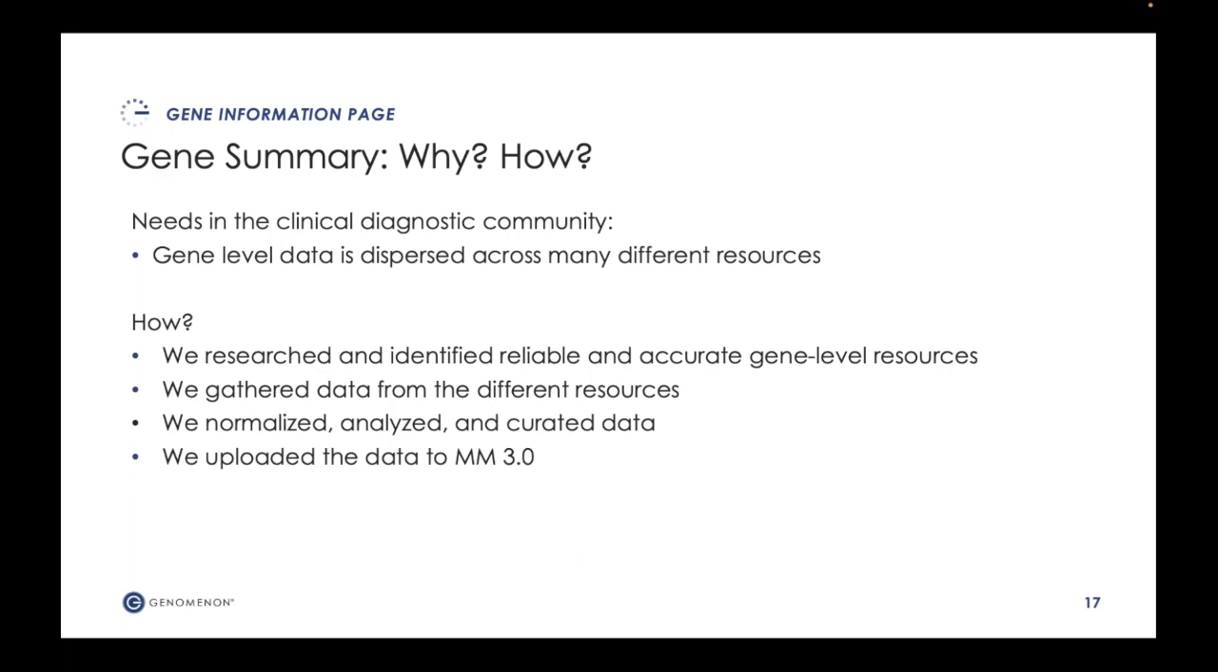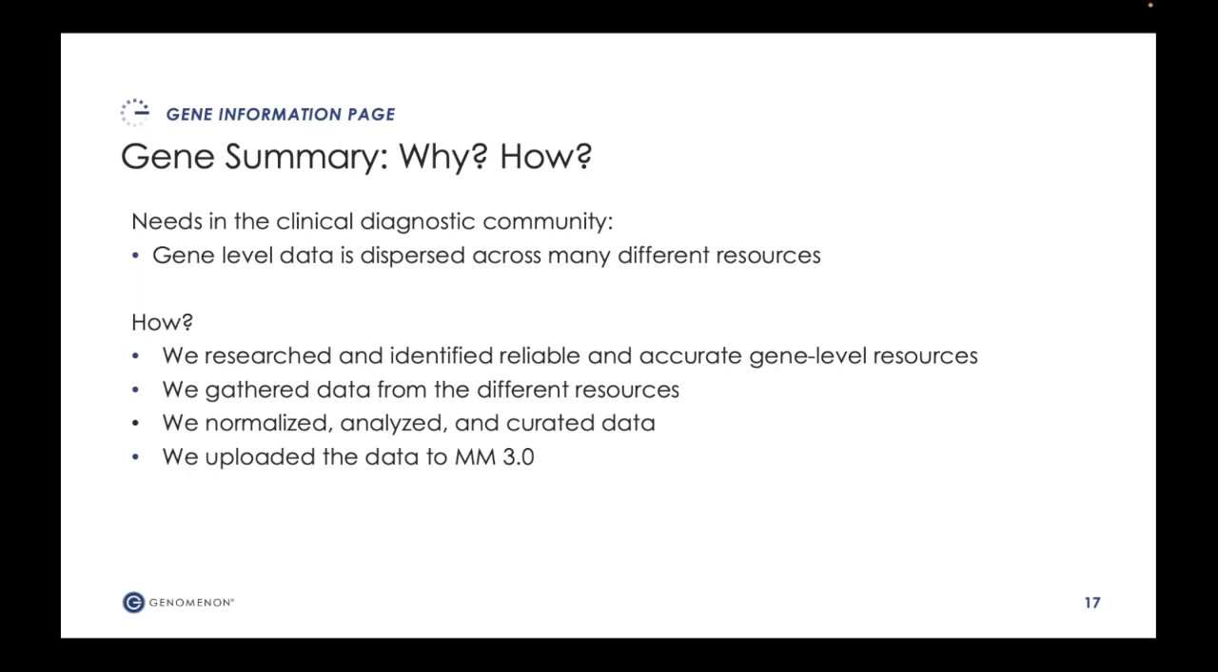This gene summary page was included in Mastermind 3.0 out of needs in the clinical diagnostic community. This actually came from feedback from our own variant analysts and our procedures, as well as user feedback. And essentially the main need here is just that this gene level data is dispersed among many different resources. This causes variant analysts to have to go to each one of these resources and very tediously accumulate all of the information that they might need before they even begin curation of their variant.